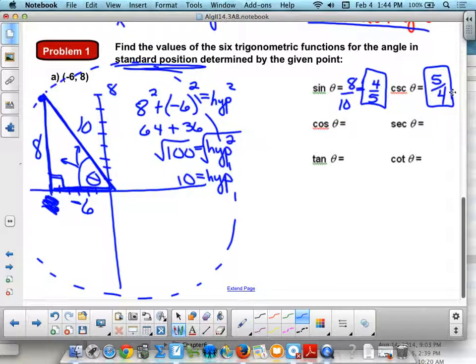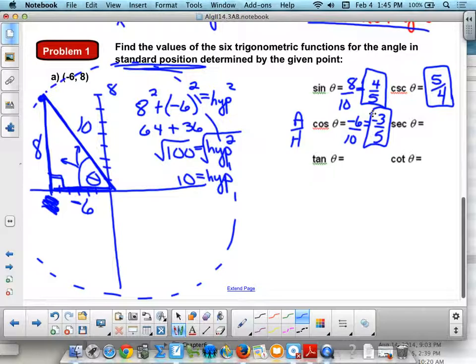Cosine, remember? Adjacent over hypotenuse. Okay, what is it? Adjacent over hypotenuse. Adjacent is -6 over 10. Negative 6 over 10. Reduce it to what? Negative 3 over 5. Yep, negative 3/5.